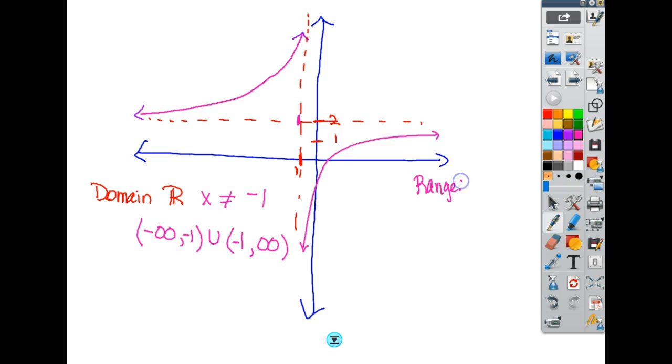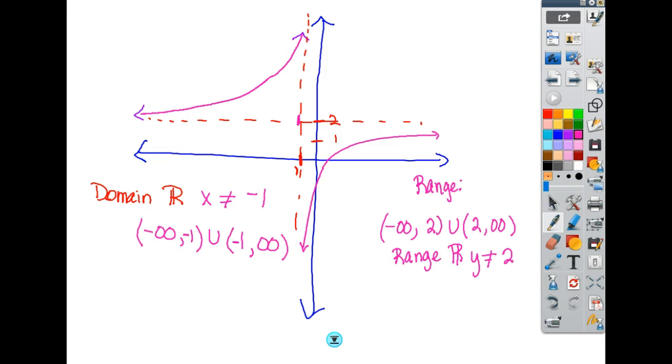Okay? The range starts at the very bottom at -infinity. So then my pink graph is coming up, up, up, and it's not going to touch who? It's not going to touch 2, is it? And it jumps over 2, and then it goes up, up again. Or you can say that the range is all real numbers except y is not equal to 2.